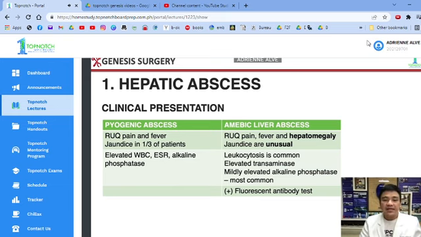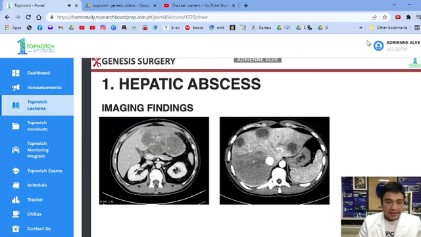And then with amoebic liver abscess, bukod sa direct microscopy, you can also do fluorescent antibody test, diba, to detect the presence of your antibodies against Entamoeba histolytica. In hepatic abscess, commonly nakita yan via an ultrasound. Diba? Yun naman yung usual imaging of choice natin when it comes to the liver. Or actually, in the Philippines, common na ginagawa ultrasound because it's mas mura and mas mabilis siyang gawin.